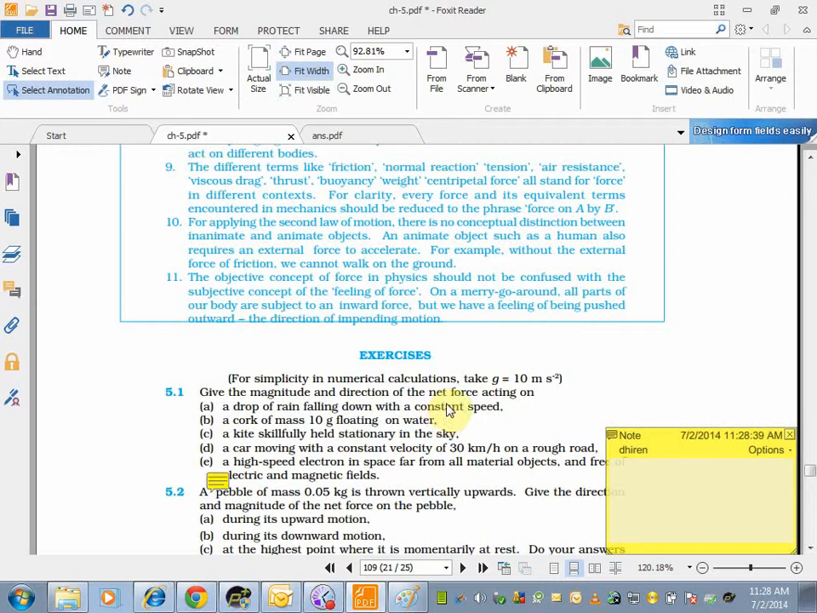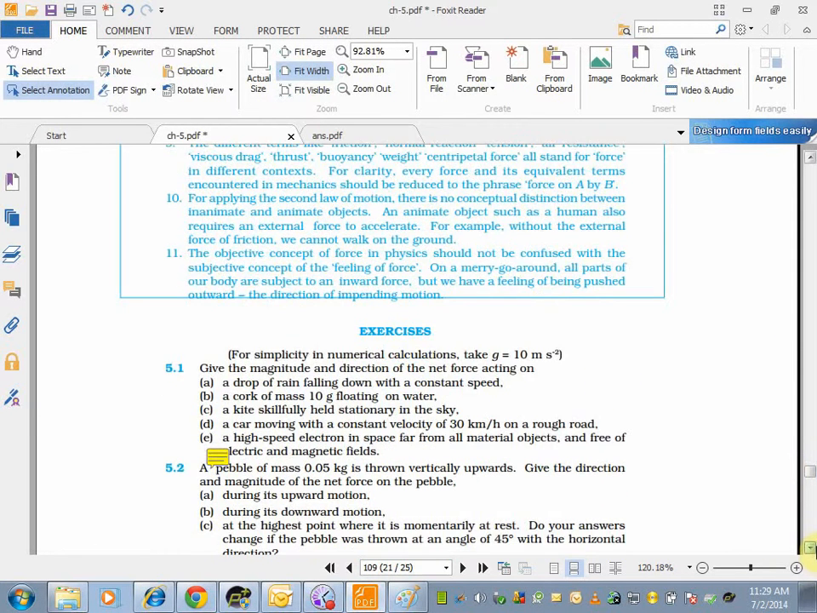Next, E part, a high speed electron in space far from material objects and free from electric and magnetic fields. As it is free from electric and magnetic fields, a high speed electron will not experience any force. A charge can experience force only either because of an electric field or because of a magnetic field. Both are not present near this electron, so the net force will be 0. Moving on to the next question.